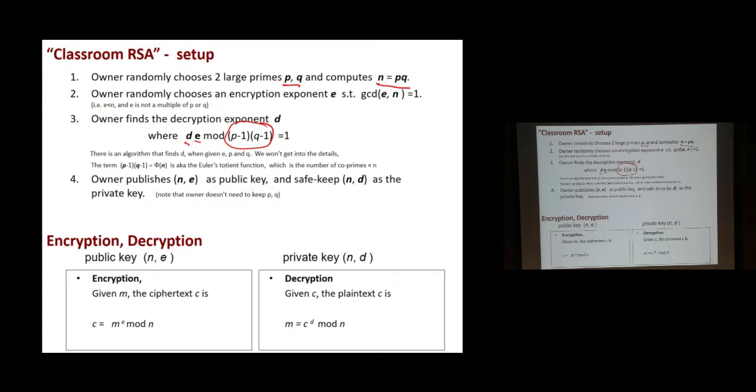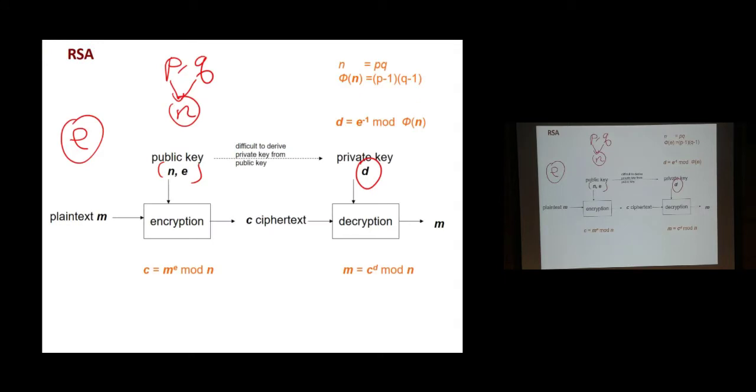Now, how to encrypt and how to decrypt? It turned out to be very simple. You take M. You want to encrypt M. M is a piece of data represented as a number. Let's say 1000 bits of data represented as a number. So the plain text is a number.